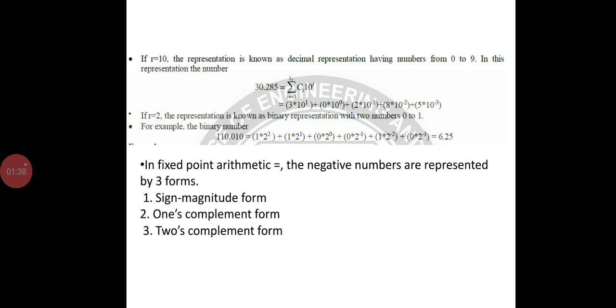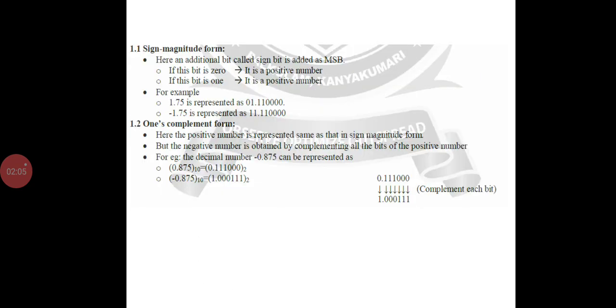Here, if R equal to 10, the representation is known as the decimal representation, having the numbers from 0 to 9. And if R equal to 2, it is said to be the binary representation, having the numbers 0 to 1. Here is an example given below for the binary number. In fixed point arithmetic, the negative numbers are represented using three forms, that is sign magnitude form, 1's complement form, and 2's complement form. Now we can see one by one.